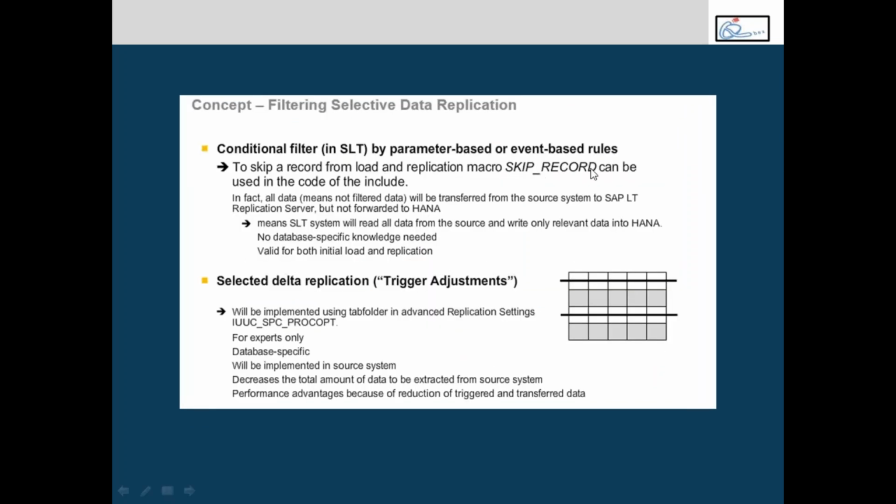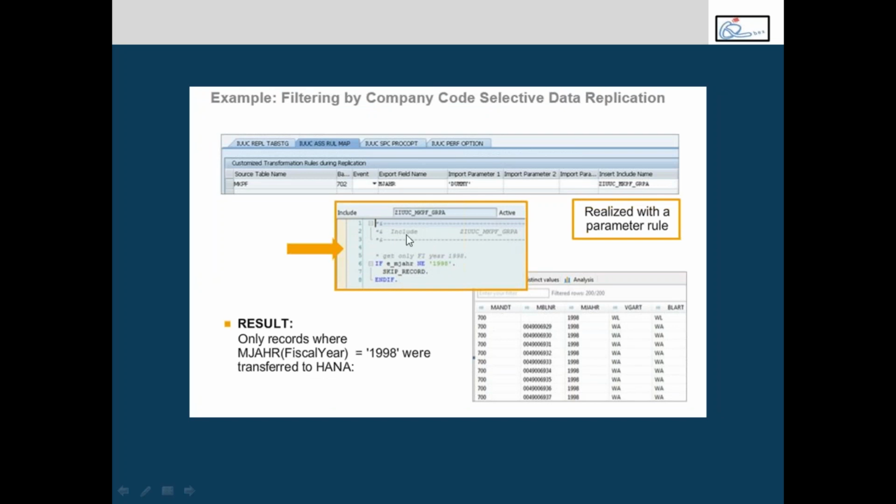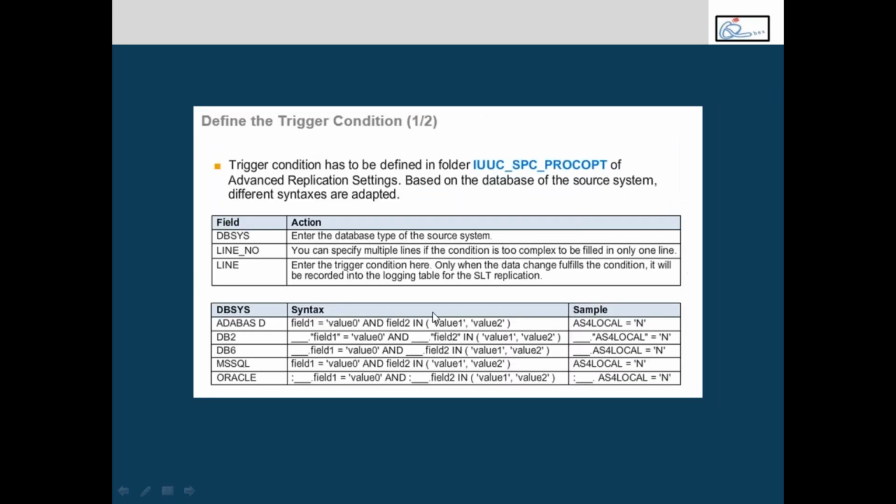And there is a macro called skip record when you want to remove some records which are not required in the HANA database. And IUC, see, there are two ways of filtering. One is you can apply filtering with skip record. One is you can apply filtering with SPC proc. But SPC proc filtering will apply only for delta replication. This can apply for anything, parameter based or event based. So you can use skip record like this, or you can write code.